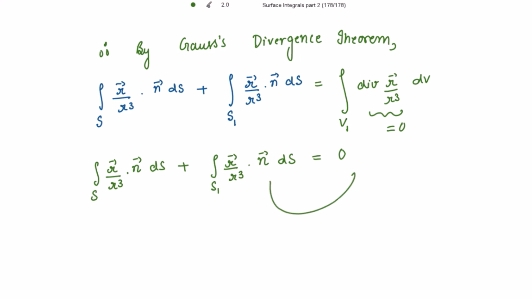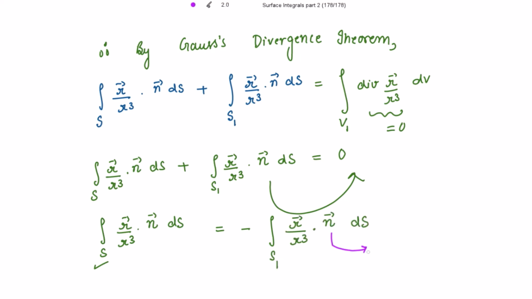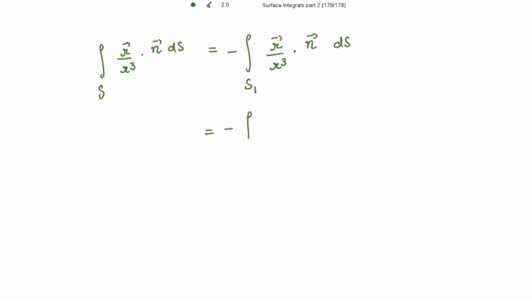Let's take this integral to the other side because we need to evaluate the surface integral for S, right? So this is equal to the negative of the surface integral over S1. What is n vector? It is r vector divided by r from the remark. So writing this for n vector, this is negative of the surface integral of r vector divided by r cube, writing the value for n vector as r vector divided by r. What is the dot product of r vector with r vector? It is mod of r vector square divided by r to the power 4 ds.